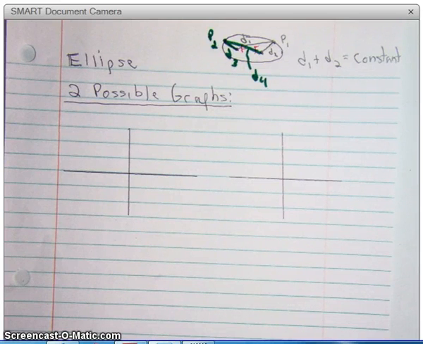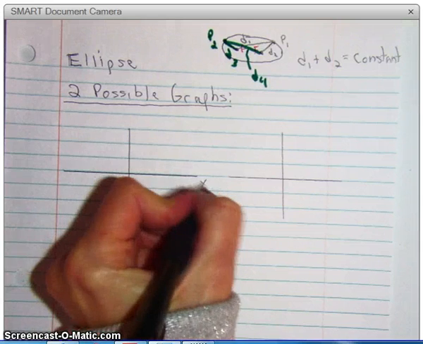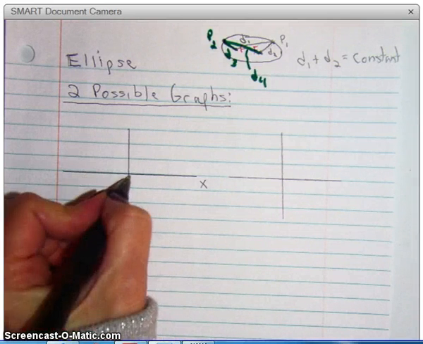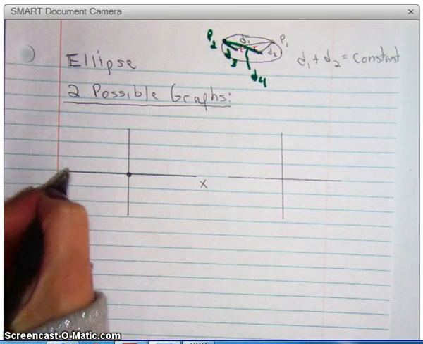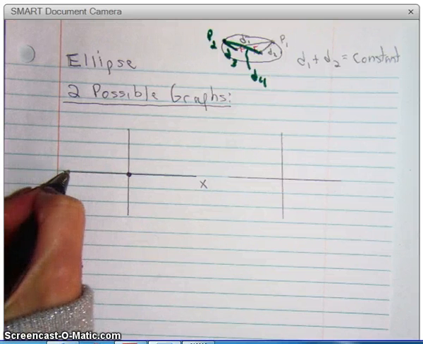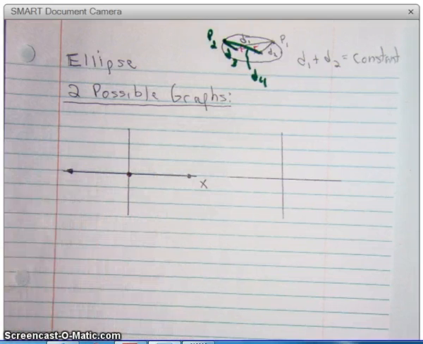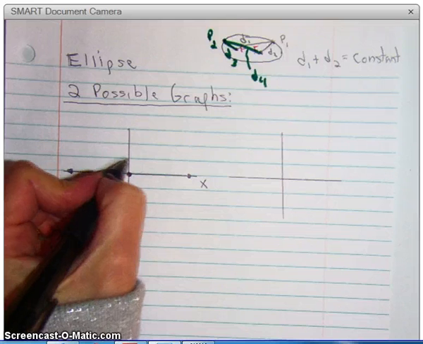First possible graph is when the major axis is the x-axis, okay? So now we're talking about ellipses whose center are at the origin. They can also be translated. Okay, so the major axis is the x-axis. The minor axis is the y-axis.